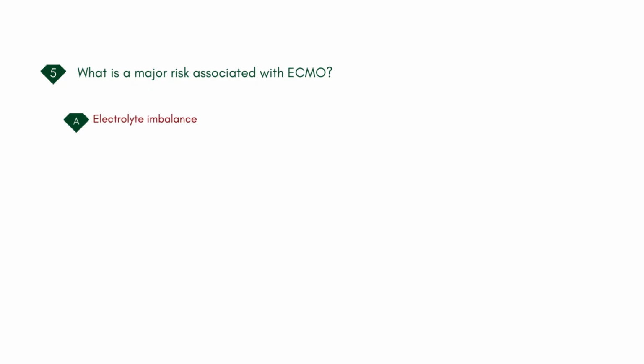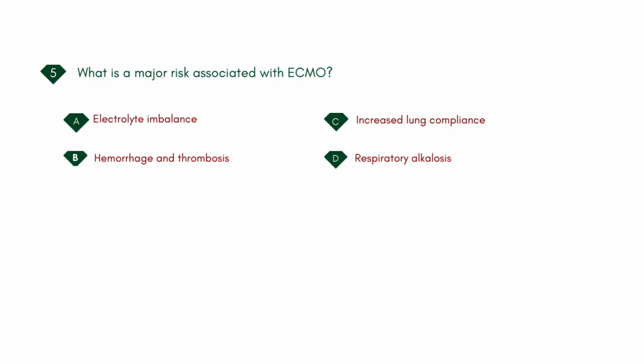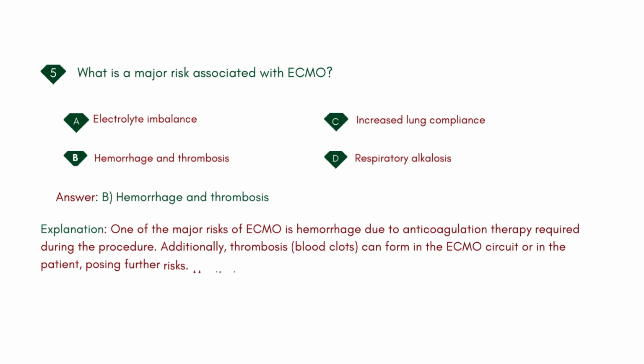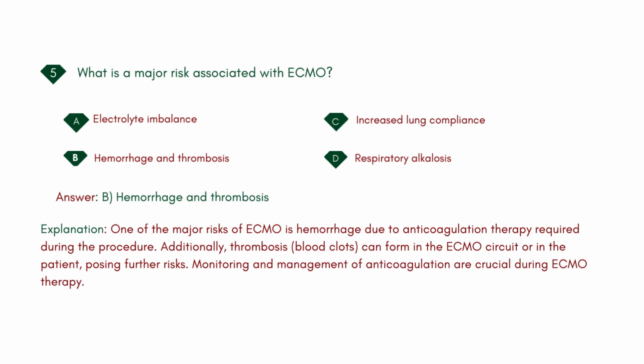What is a major risk associated with ECMO? A. Electrolyte imbalance. B. Hemorrhage and thrombosis. C. Increased lung compliance. D. Respiratory alkalosis. Answer: B. Hemorrhage and thrombosis. Explanation: One of the major risks of ECMO is hemorrhage due to anticoagulation therapy required during the procedure. Additionally, thrombosis, blood clots, can form in the ECMO circuit or in the patient, posing further risks. Monitoring and management of anticoagulation are crucial during ECMO therapy.